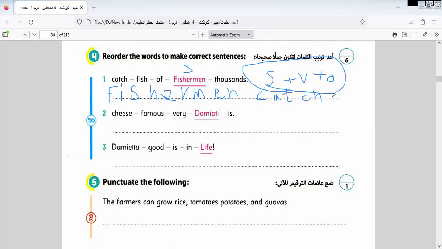Thousands of fish. Catch thousands of fish.